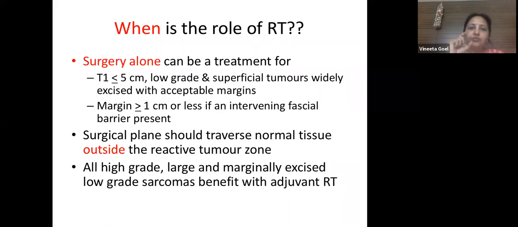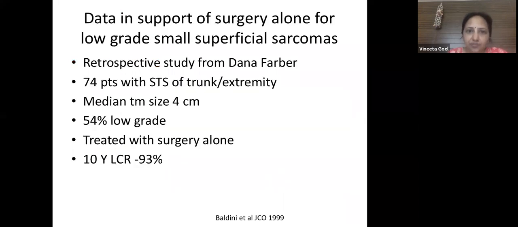So, except for this small subset where the tumor is small and low grade and superficial and widely excised, all other patients practically would require radiation therapy. What I mean by that is that if a patient has a tumor, say measuring 7, 8, 10 centimeter, even if it is low grade, then these patients would require adjuvant radiation therapy. Or even if the tumor is small, but it is deep seated where the resections become more difficult, then these patients are preferably treated with radiation therapy. And all high grade sarcomas, irrespective of whether they are superficial or deep, irrespective of their tumor size, would also benefit with adjuvant radiation therapy.